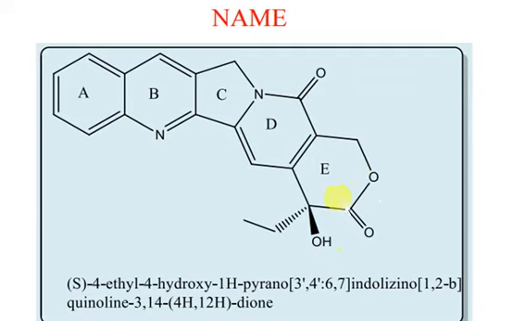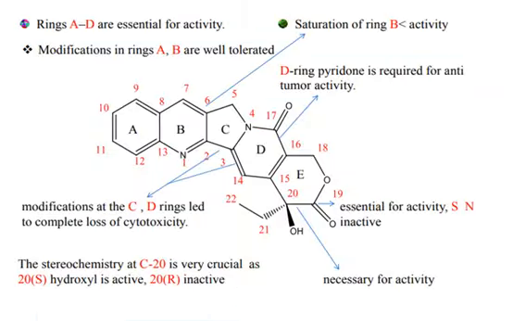So this is a lactone here, and we have a hydroxyl group here, and we have an ethyl group here, right? So let's see how the structure activity relationship study predicts which structures are necessary and which are not. The structure activity relationships indicate that the A and D rings are essential for activity. So you can modify the other rings, but you don't have to modify these D rings.